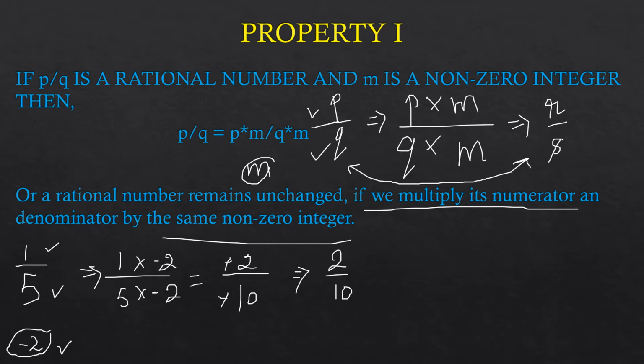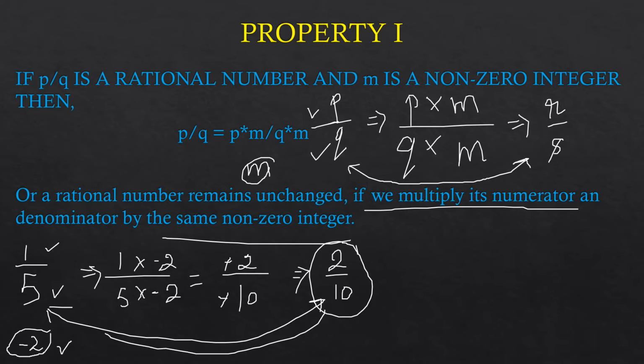So 2 by 10. According to the property, we have discussed that 1 by 5 is equivalent to 2 by 10. In fractions also we have studied this. If we reduce this 2 by 10, it will be equivalent to 1 by 5 again. If we use 2 to reduce this, 2 ones are 2 and 2 fives are 10, so we again get 1 by 5. Therefore these both rational numbers are equivalent to each other.